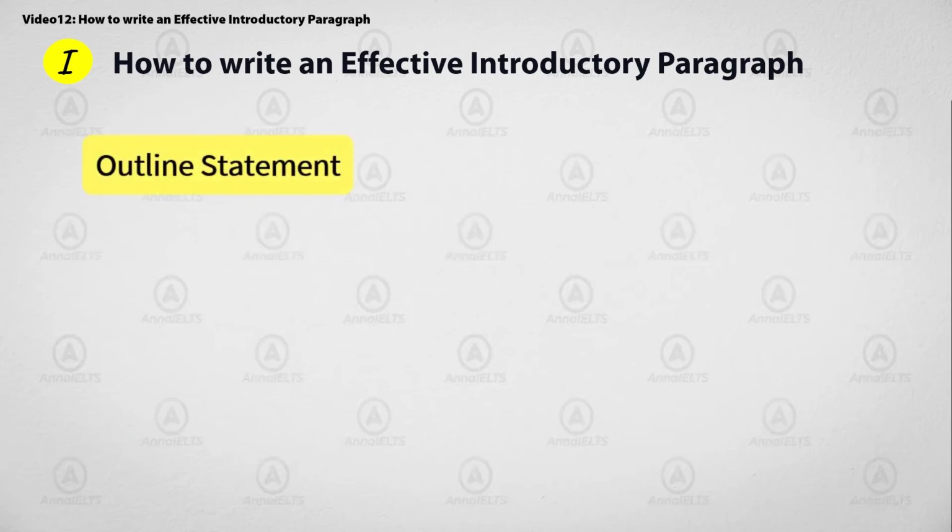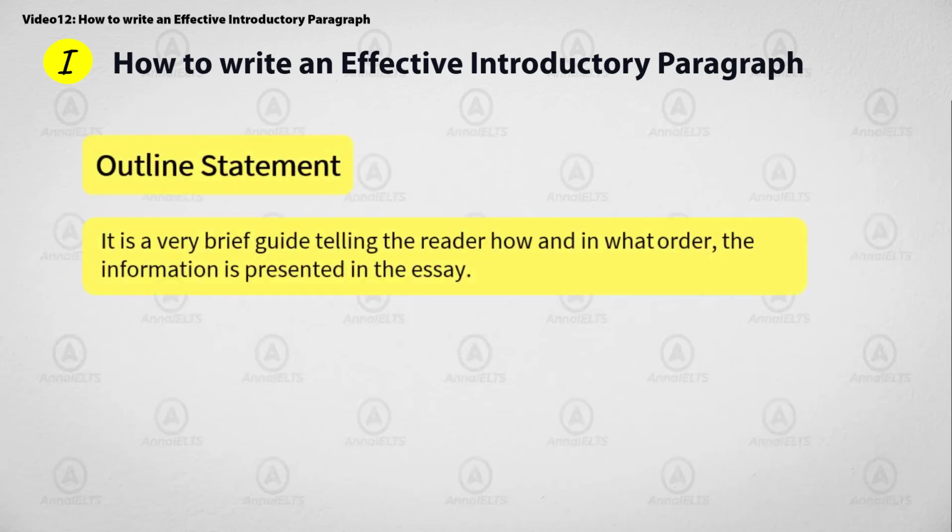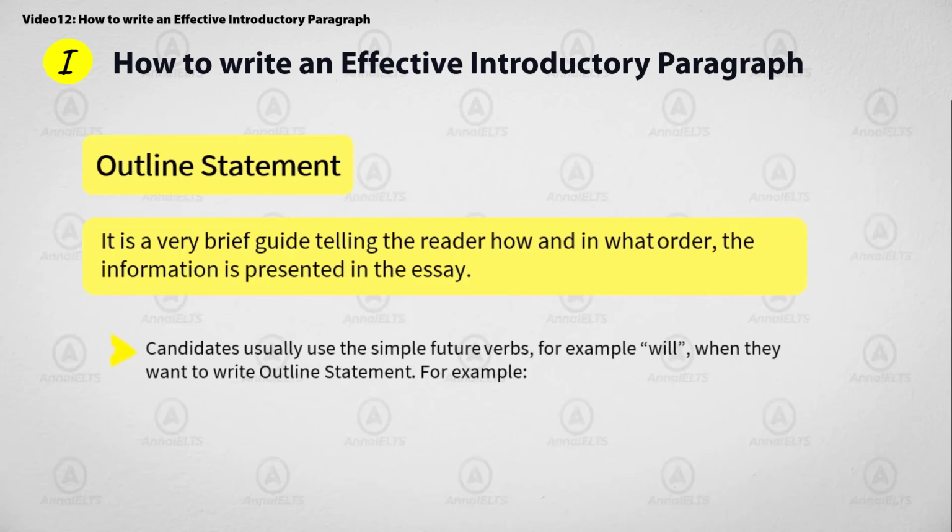What's an outline statement? It's a very brief guide telling the reader how and in what order the information is presented in the essay. Candidates usually use the simple future verbs, for example, will, when they want to write outline statement. For example, this essay will discuss. This essay will analyze.